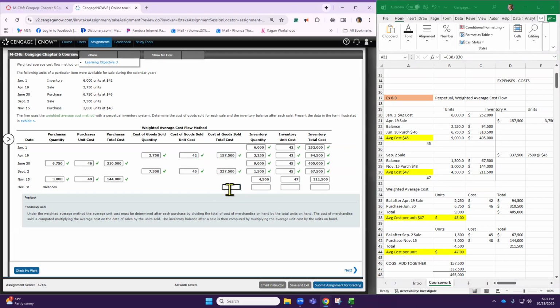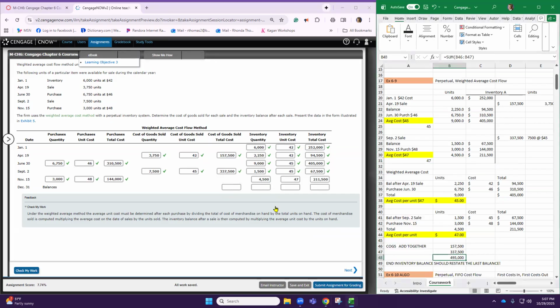Now we're ready to go ahead and calculate, right? So we need to calculate the cost of goods sold. So you get 157,500 and 337,500. You get 495,000. That is right there.